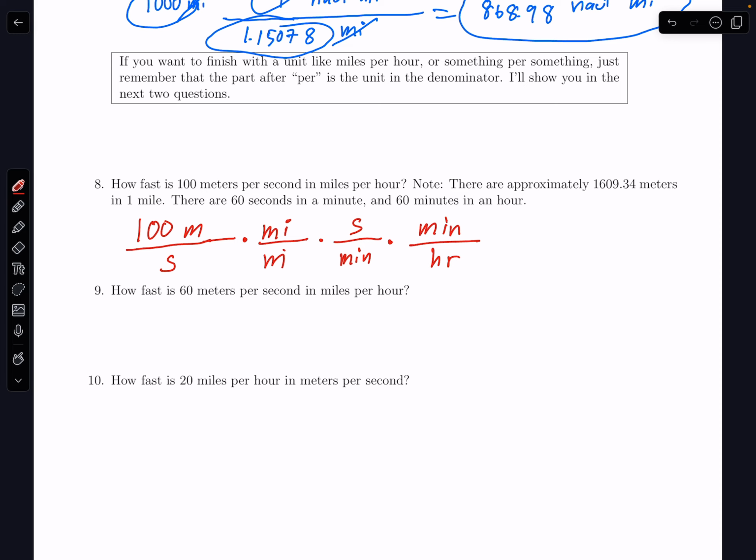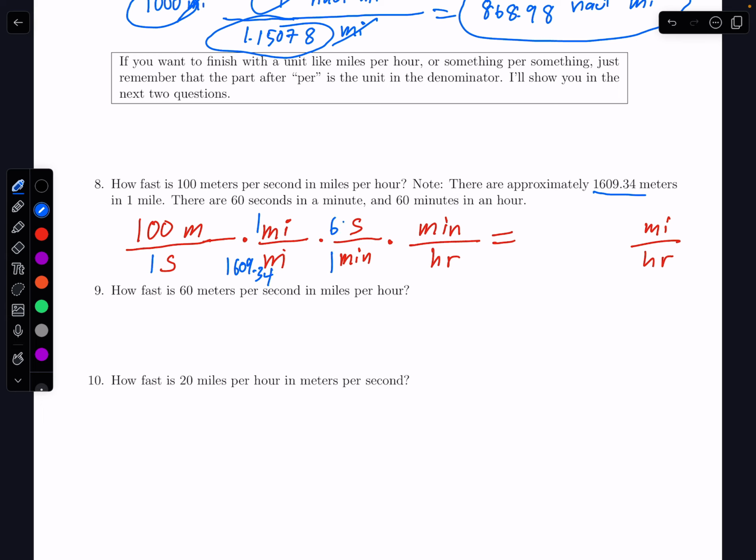Okay, so now let's fill in our numbers, and we're going to get the desired result of miles per hour. And I'll show you the whole process now from start to finish. 100 meters is what I started with per 1 second. What's the conversion from miles and meters? Here it is right here. 1 mile is 1,609.34 meters. Okay, here's one I already know. 1 minute is 60 seconds, and 1 hour is 60 minutes.